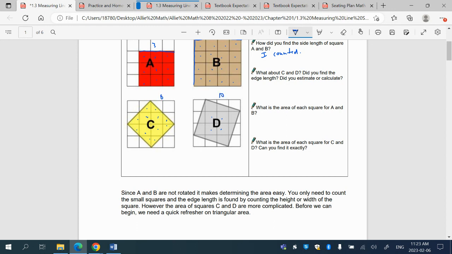So what about C and D? How did you find the edge length? Did you estimate or calculate? I estimated based on looks.